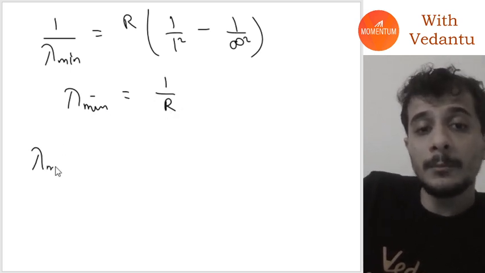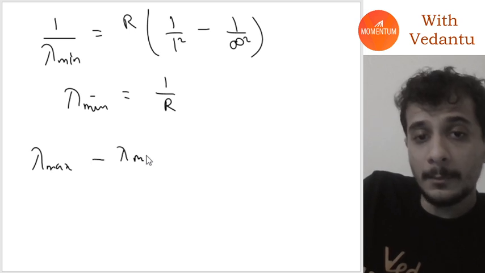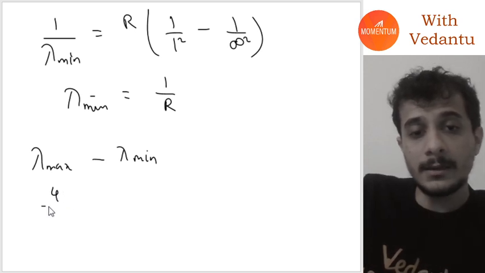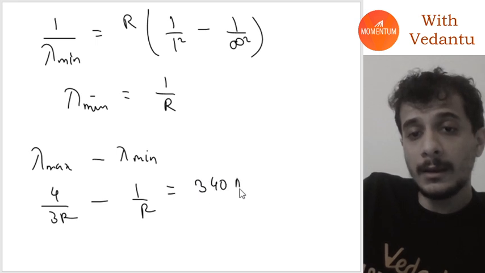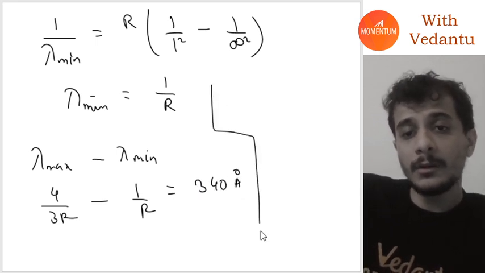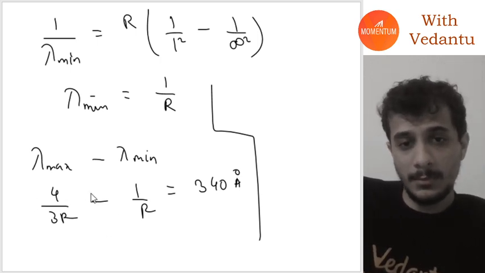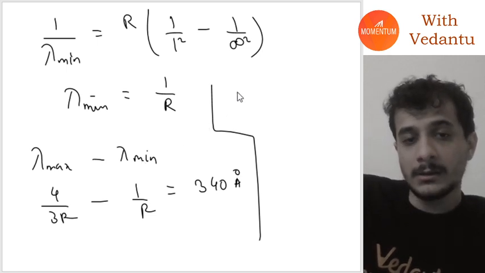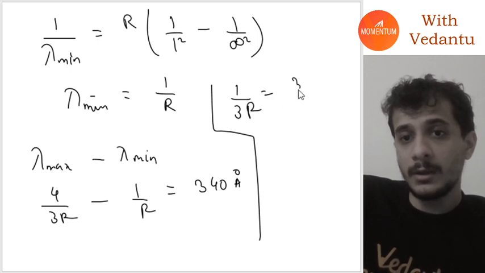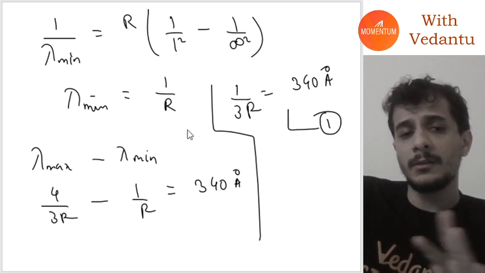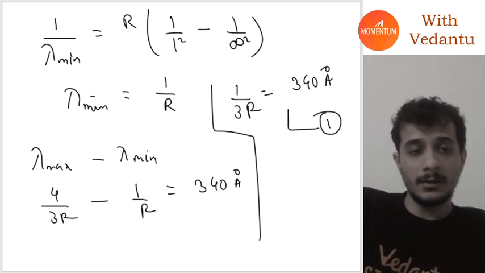Now, if I calculate lambda maximum minus lambda minimum, that will be nothing but 4 by 3R minus 1 by R. That is given as 340 angstrom. So if you see this, this will be nothing but 1 by 3R, that is equal to 340 angstrom. Let's just remember this data for further use.